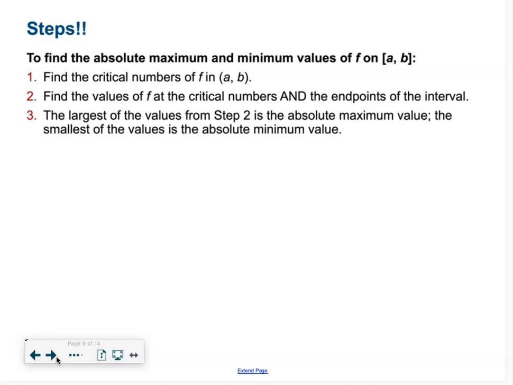If you plug your critical numbers into your derivative, every single one of them is going to give you 0 or undefined, because that's how you found them, right? We're not testing derivative values. We're testing to see what has the biggest y value and the smallest y value. So you plug into your original function, and then step 3, biggest number is your max, smallest number is your min.